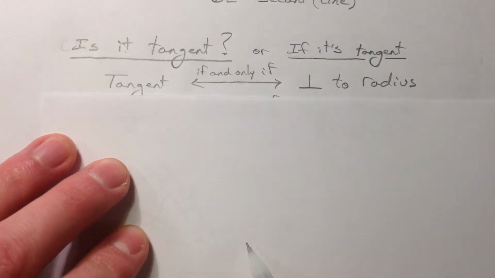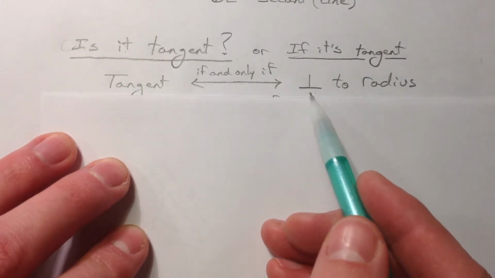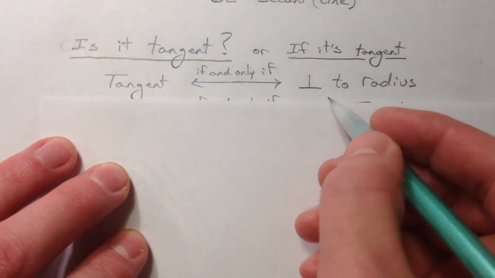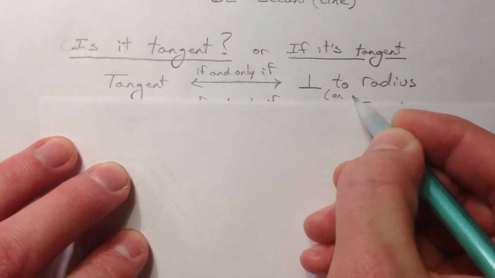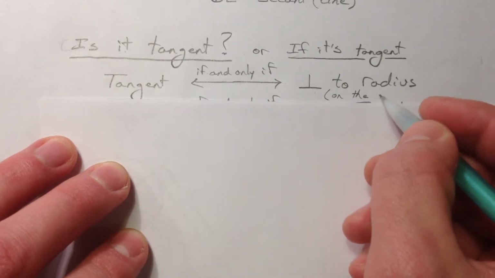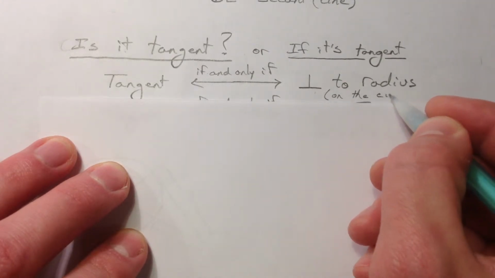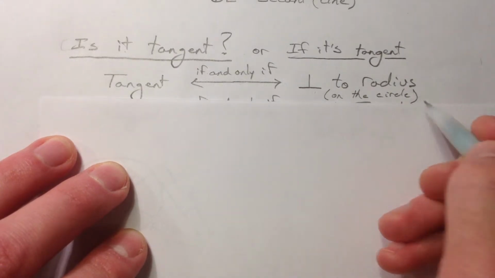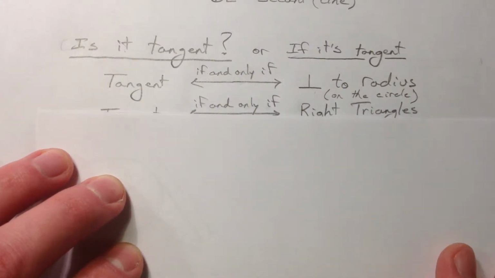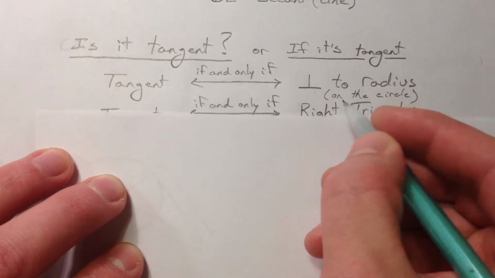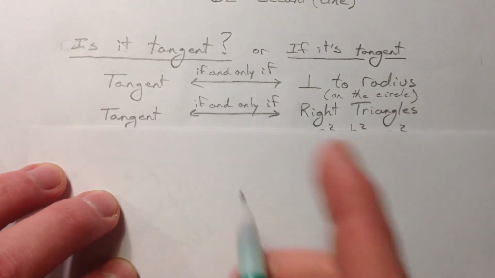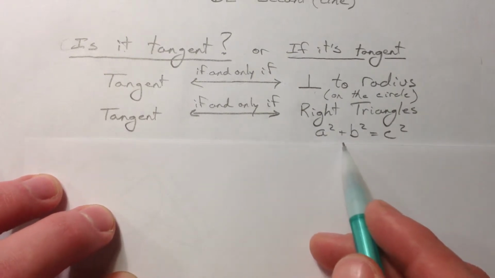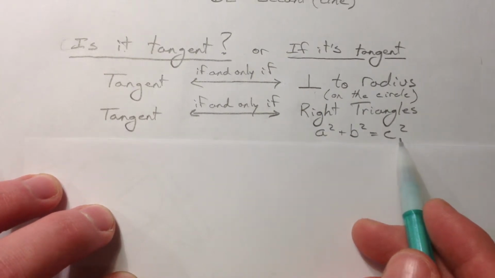And now, perpendicular to the radius at a point on the circle is what I mean, because it could be perpendicular to the radius but not be on the circle. And then if it's a tangent, then I have a right triangle. And if I have a right triangle, then a squared plus b squared equals c squared.